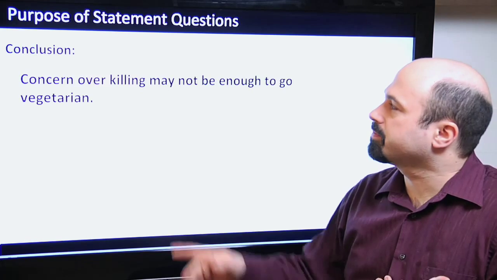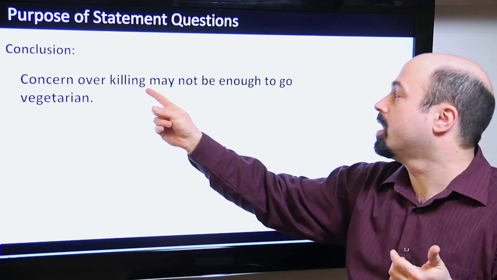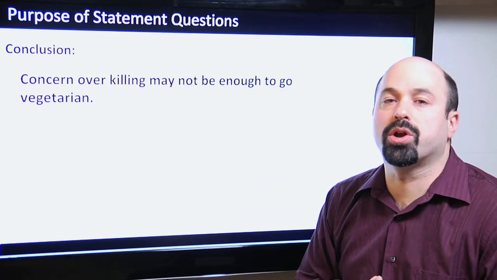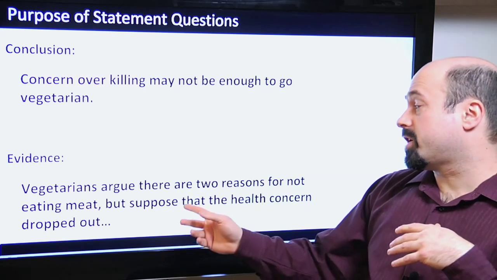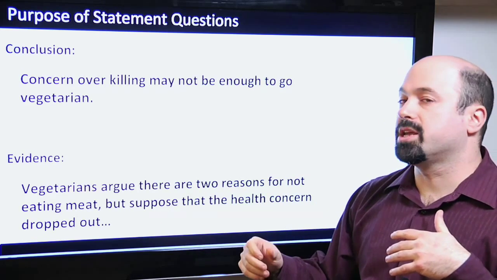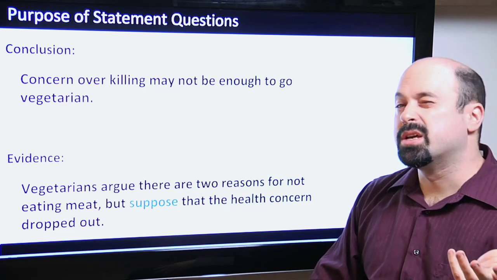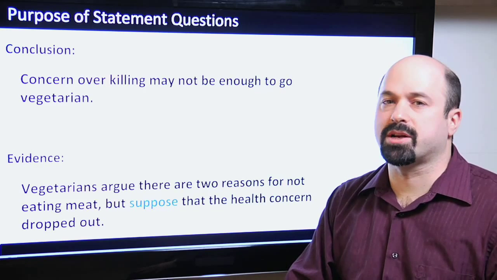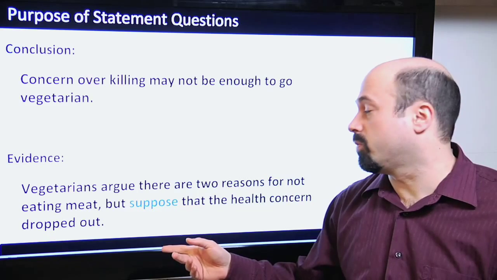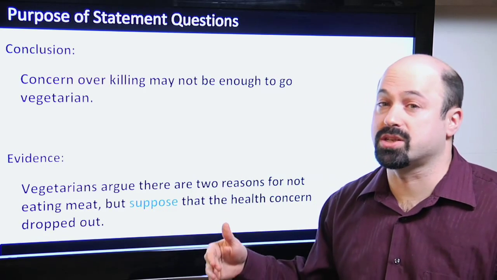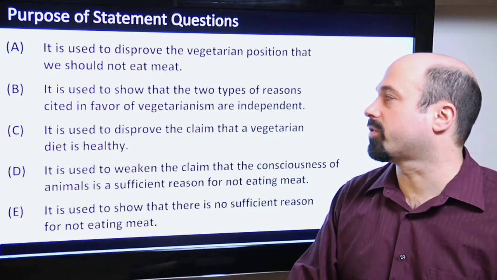So looking at it again, the conclusion is that concern over killing, that's the second consideration, may not be enough to make one go vegetarian. And the evidence for that is that while vegetarians argue that there are 2 reasons for not eating meat, if you did suppose that the health concern dropped out, then you'd have only 1 left, and that doesn't seem that compelling to the author. So if you know basically what this supposition is doing, it's pointing out that 1 reason may not be enough, then you can zero in on the correct answer.